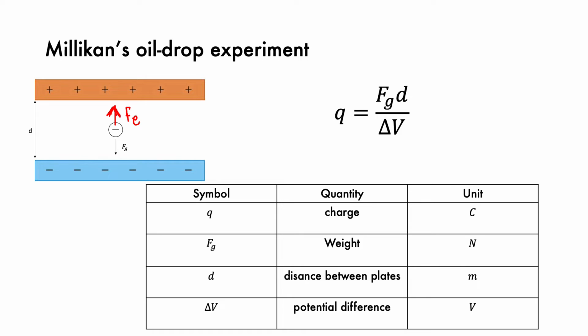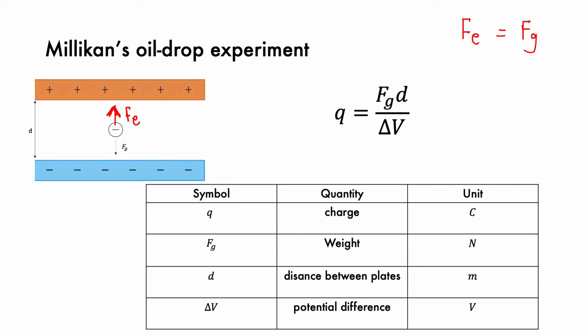Using this concept and applying the equation Fe is equal to Fg, we can derive a formula for the charge on the oil drop. We are not going to go into the derivation of it, but we can actually derive it and get this formula: Q equals Fg d over delta V. In case you are interested, we can have a quick look at it.